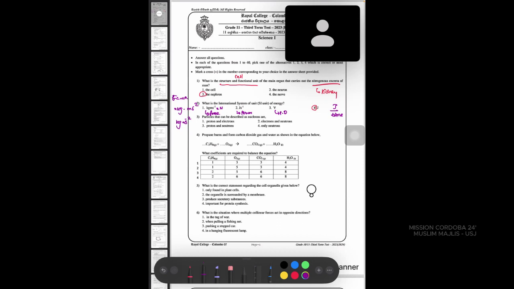Okay. Third one, particles that are described as nucleons. So what are nucleons? Nucleons are the subatomic particles that are located in the nucleus of an atom. In an atom, in the middle you have a nucleus and then you have shells around it. So who are the particles inside the nucleus? They are the nucleons. We have protons and neutrons in the nucleus. So protons and neutrons inside the nucleus are known as nucleons. Okay. Then we move on to question number 4. Propane burns and forms carbon dioxide and water as shown in the equation. Right. We need to balance the equation. Okay. So for this, I'll take my whiteboard.